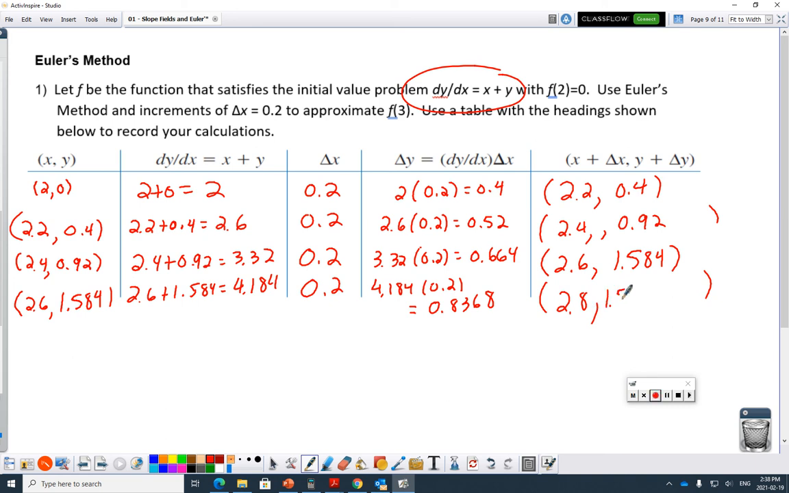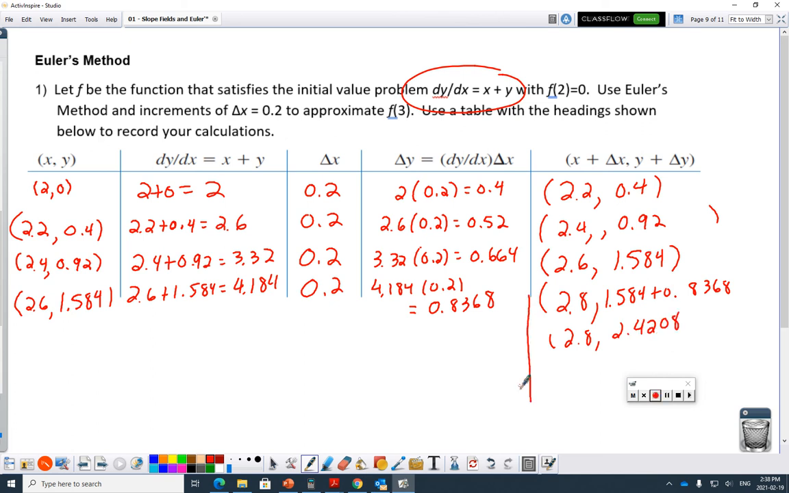And so if you're still confused about what's happening here, notice that she's caught on to this. You can tell that she knows exactly where to find all this stuff. So if this is stressing you out on a Friday afternoon, just attribute that to it just needing one more look. 2.8, comma, 1.584 plus 0.8368 is 2.4208.